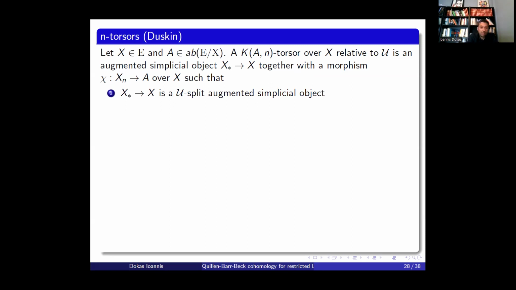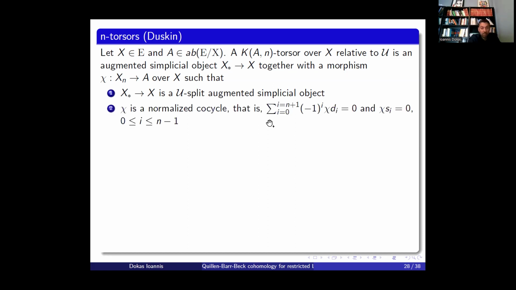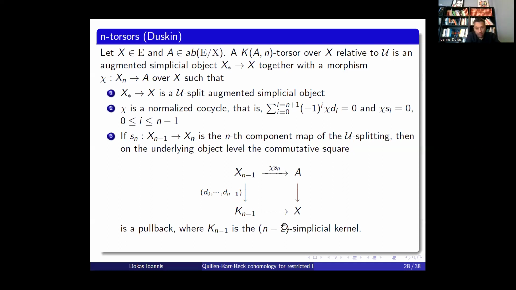The first one is that this augmented simplicial object is U-split. That means that at the underlying object level there is a splitting. Then the next condition is that this chi here is a normalized cocycle. That means that these two relations hold. Next, we have that in the underlying object level, this commutative square actually is a pullback, and Kn minus 1 is an n minus 2 simplicial kernel. And the last condition says that the canonical map that we have from here to there to this object is an isomorphism. As I said, you can find details in the paper of Duskin.